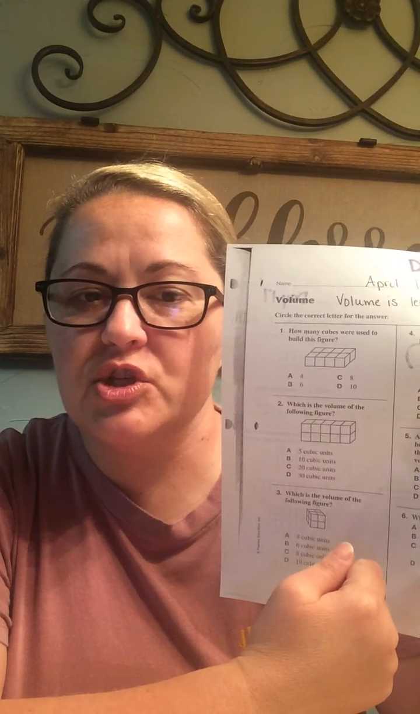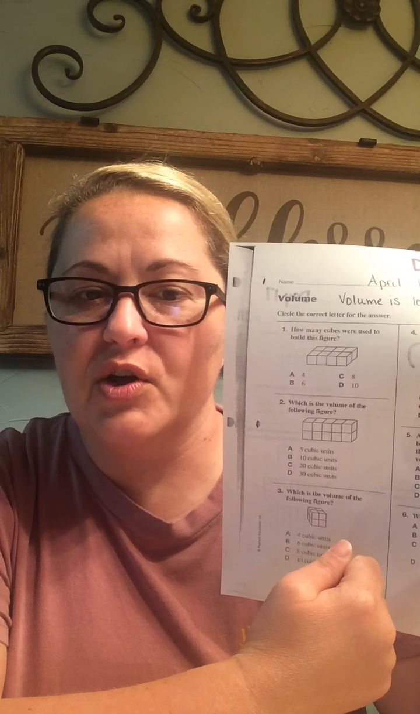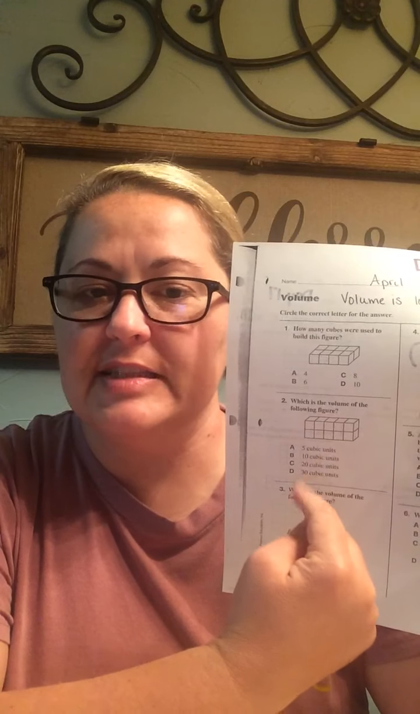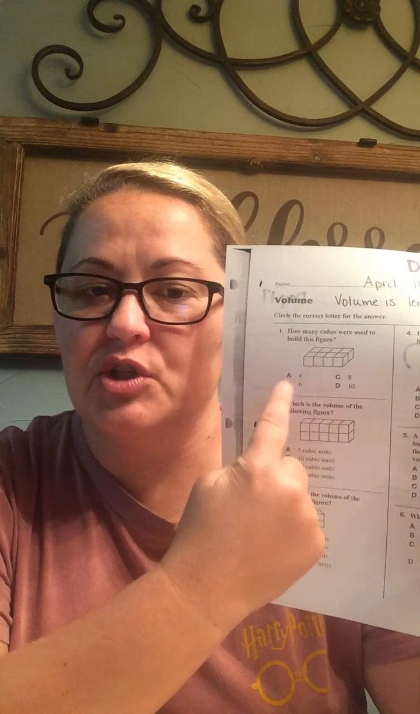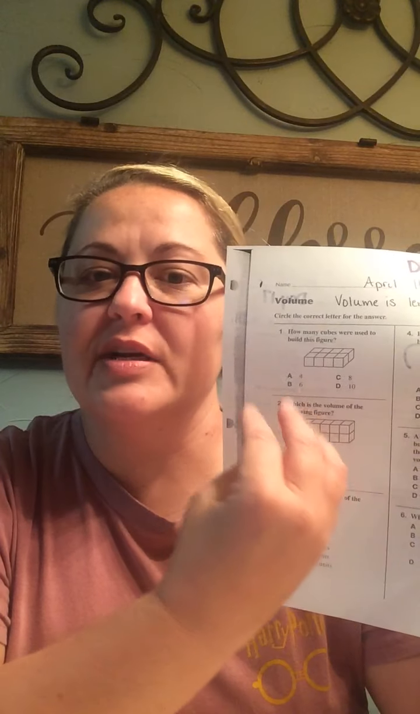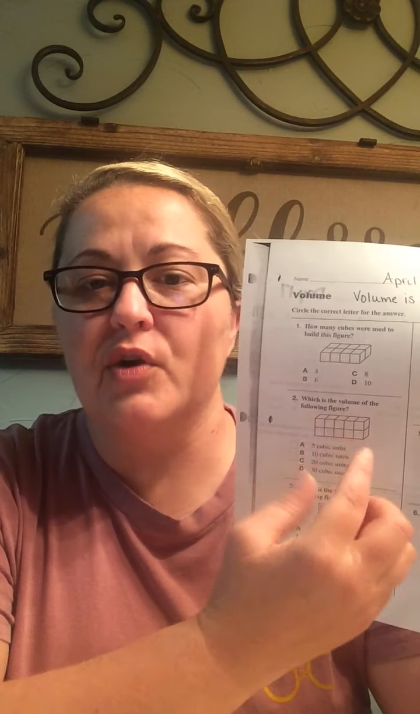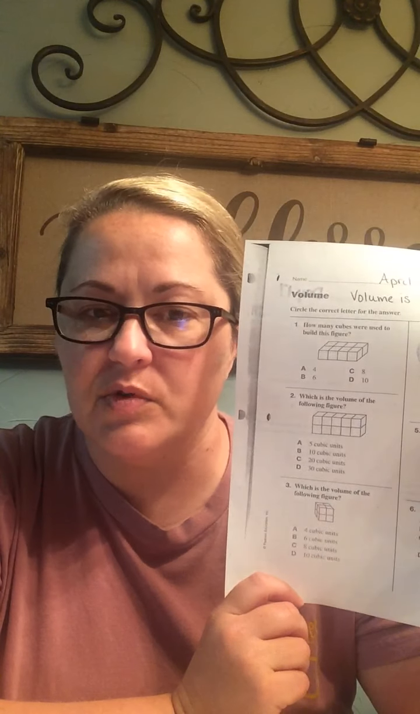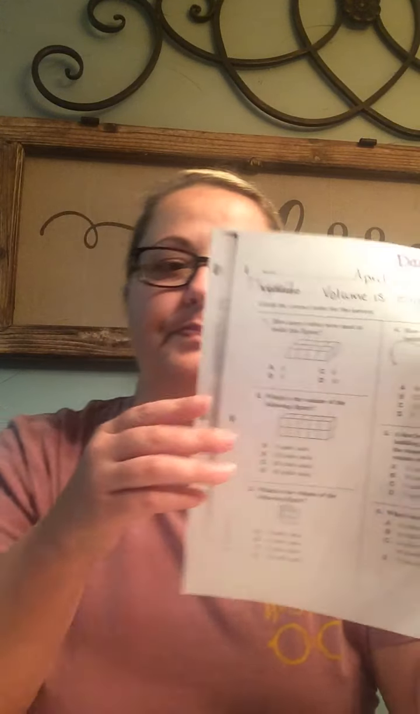It says, which is the volume of the following figure? So it's the same thing. Other than this, it was just a number. This one's saying cubic units. When they don't assign a label to them, they're called cubic units. Same thing down here. Wants to know what is the volume of the picture shown.